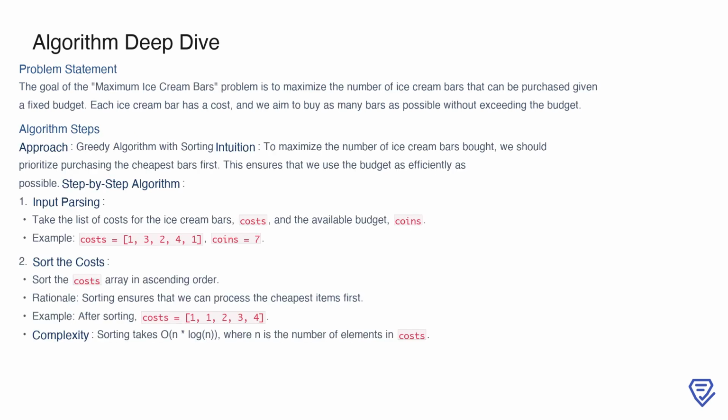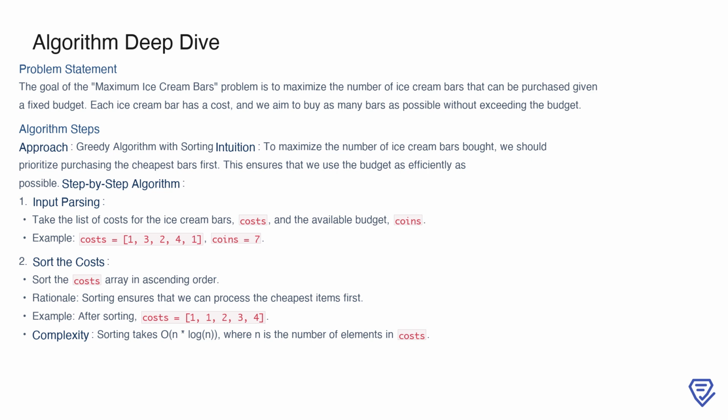In this problem, the objective is to determine the maximum number of ice cream bars that can be purchased within a fixed budget. Each bar has a specific cost, and our strategy is to prioritize buying the cheapest bars first to maximize the number purchased. This is a classic greedy algorithm approach.